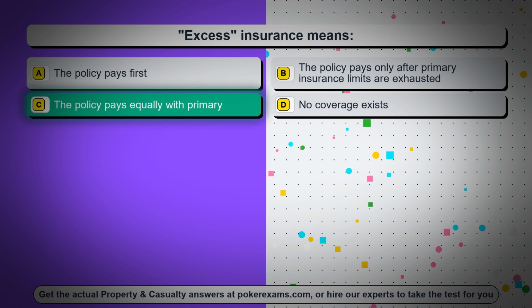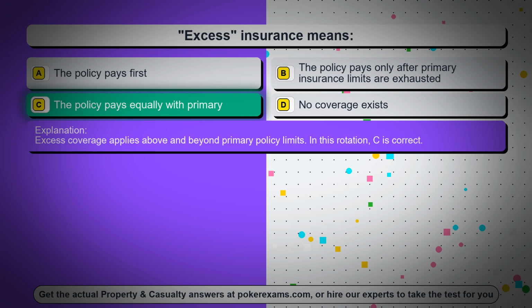The correct answer is Option C, the policy pays equally with primary. Excess coverage applies above and beyond primary policy limits. In this rotation, C is correct.